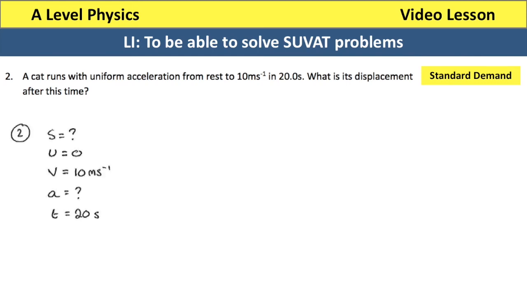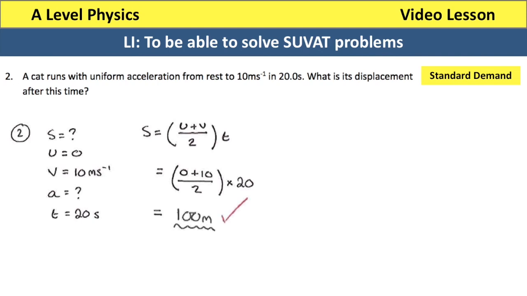So we write down our Suvat again. It's gone from rest, so U is 0. It reaches 10 meters per second, so that's V, and then the time is 20 seconds. We want the displacement. The equation to use here will be S equals (U plus V) over 2 times T, and so we substitute the values in. (0 plus 10) over 2 times 20. We come out with a value of 100 meters, nice and straightforward.